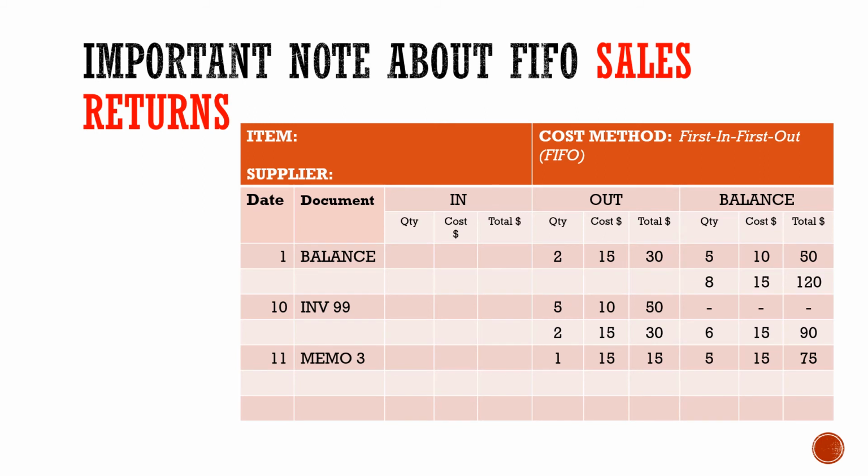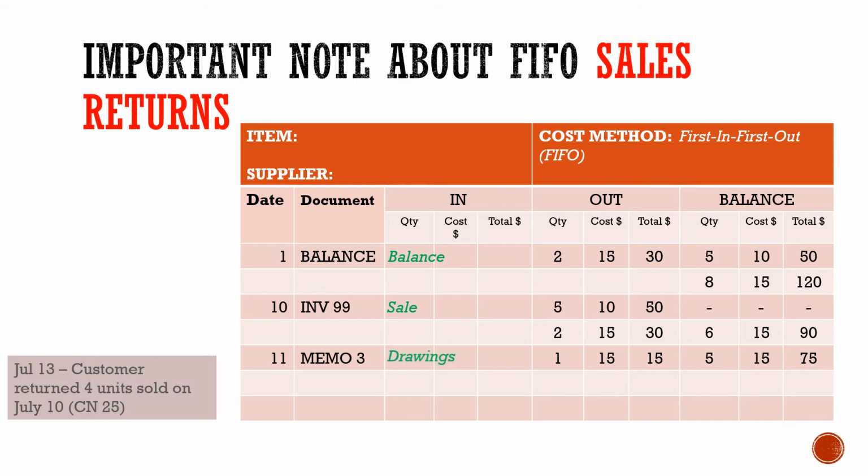I'm going to use an example here to make a point about recording sales returns using the FIFO method. Here we can see that we've got balance, a sale on the 10th, and drawings on the 11th of the month. Now on the 13th of July, the customer has returned 4 units sold on the 10th of July. So this is a sales return for the business, and I'm going to start by recording the date and the document ID. Because this is a sales return, we know that inventory is coming back into our business and will need to be recorded in the in column.